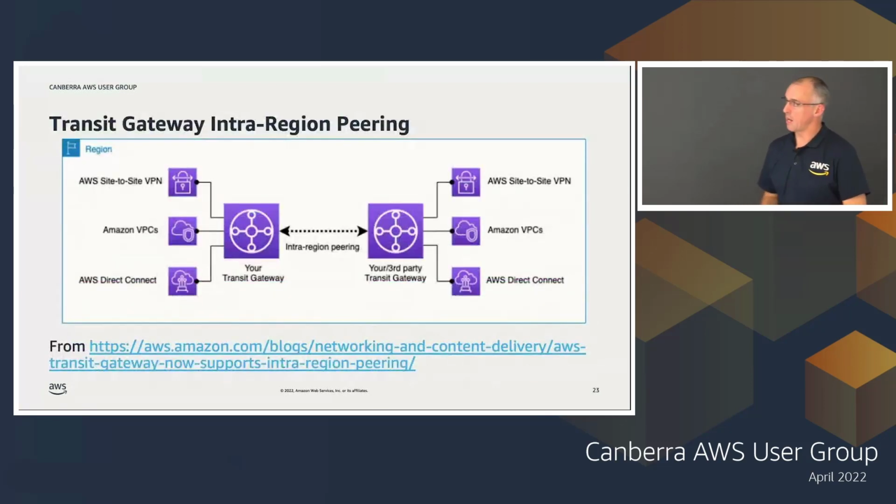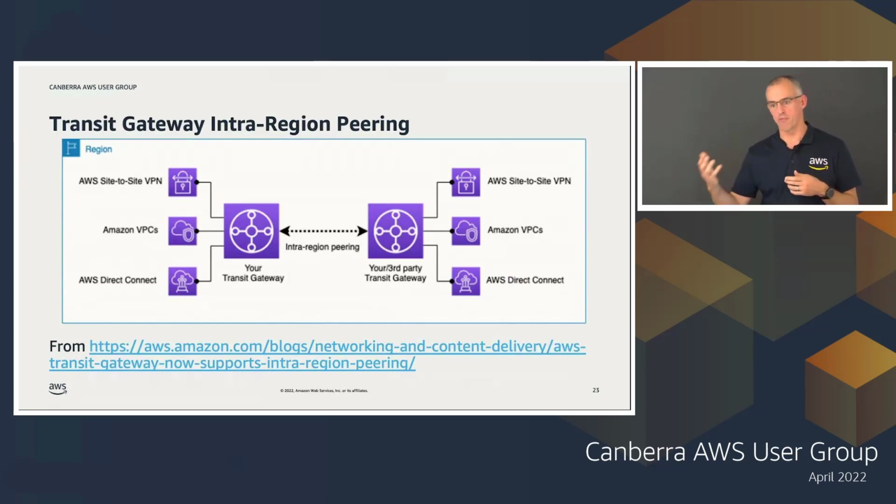The next one was transit gateways. What you see here, you don't need to take a lot of note of that architecture. It's actually one of the architectures from the linked blog post there. So transit gateways being able to peer within a region is really useful in the context of some of our customers here in a few different scenarios.